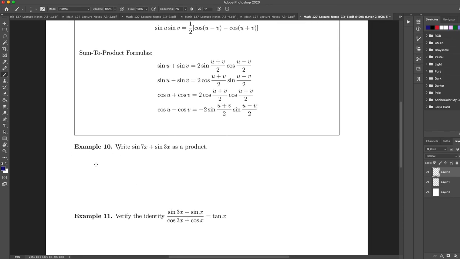So here I want to take these sums and convert them into a product. And so what do I have here? I have 7x plus 3x. And so we're going to figure this out. I have a sine and a plus, so I'm going to be using this formula here. So it'll be 2 sine of my u, which will be 7x, plus v, which would be 3x, all over 2, times cosine of 7x minus 3x, u minus v, all over 2. So this simplifies down to 2 sine of 5x cosine of 2x. Okay.